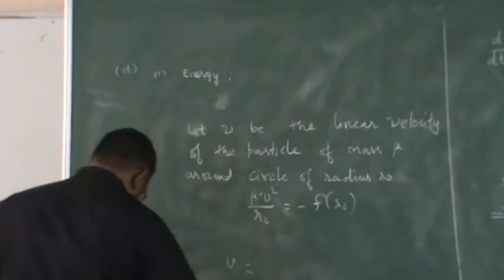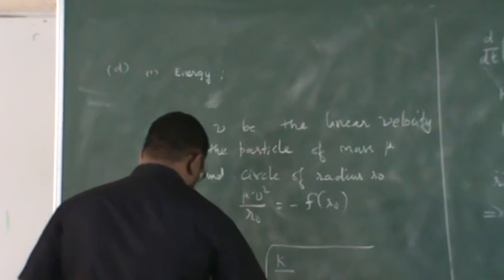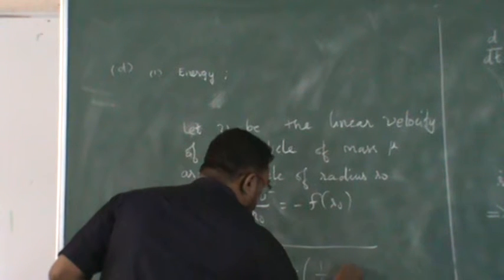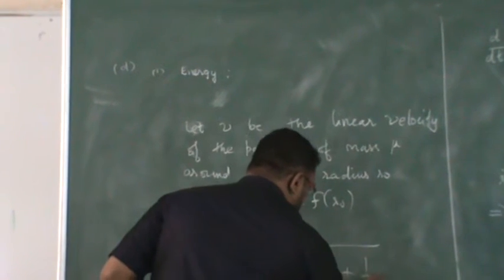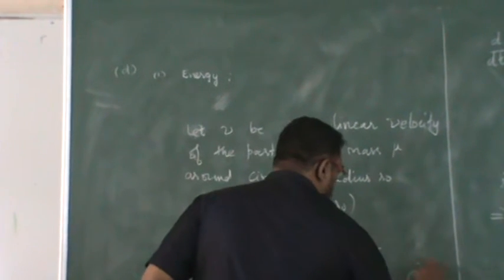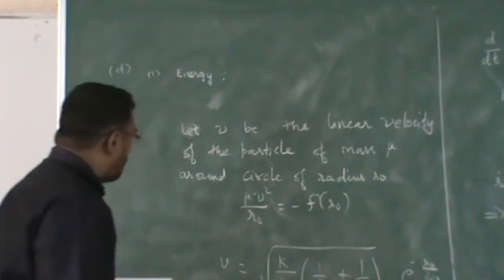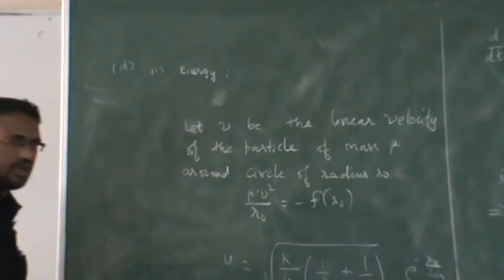Velocity, you can compute velocity as 1 r naught plus, so that you can find. So this is equal to e power minus r naught by. So once you compute velocity, you can compute the total energy.